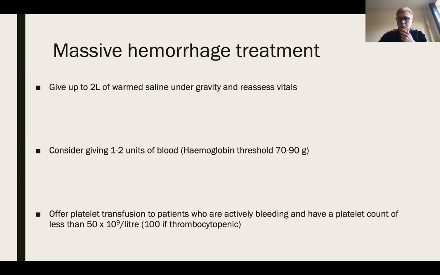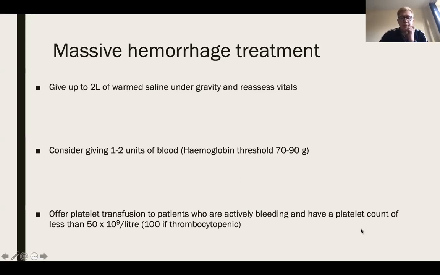Under gravity just means without any pressure. So you can have the pressure bags that push saline through faster. It just means put it on under gravity, let it drip normally. Cool.